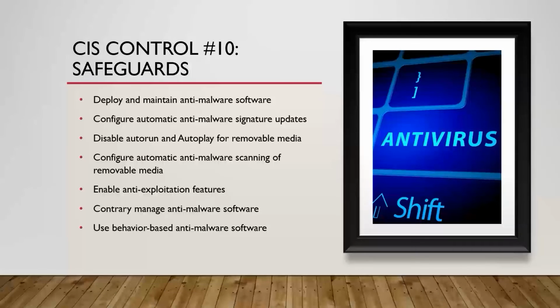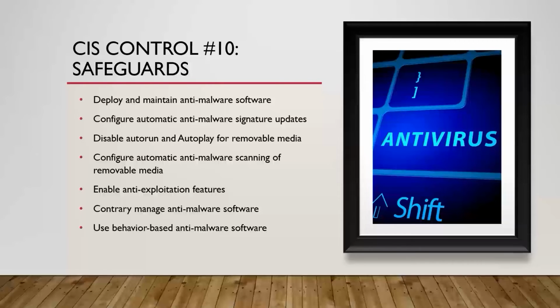Now, safeguards for control number 10 include deploying and maintaining anti-malware software. So again, this could be any number of solutions out there, including some native tools like on Windows OS. You do have some ransomware protection built in natively. Configuring automatic anti-malware signature updates.